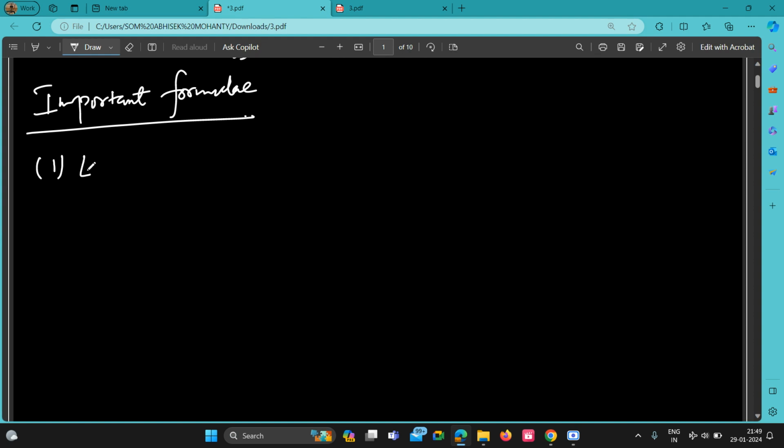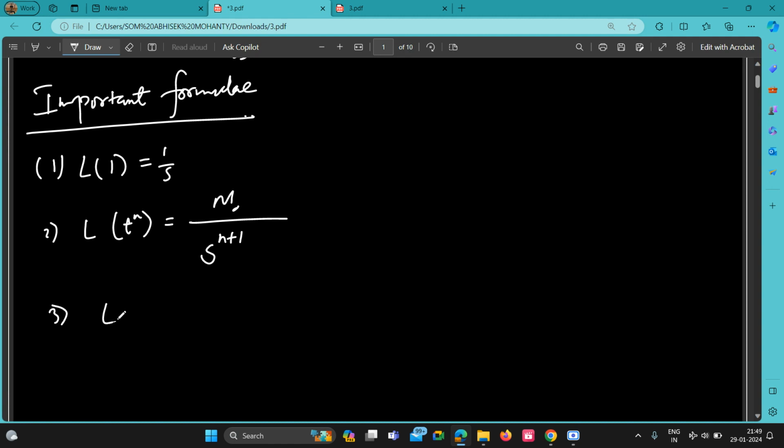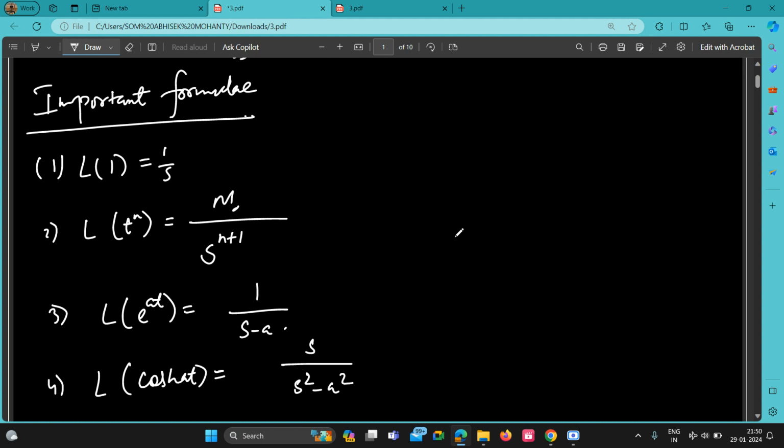Laplace transform of 1 is 1 by s. Laplace transform of t to the power n is n factorial over s to the power n plus 1. Laplace transform of e to the power at is 1 by s minus a. Laplace transform of cosh at is s by s square minus a square.